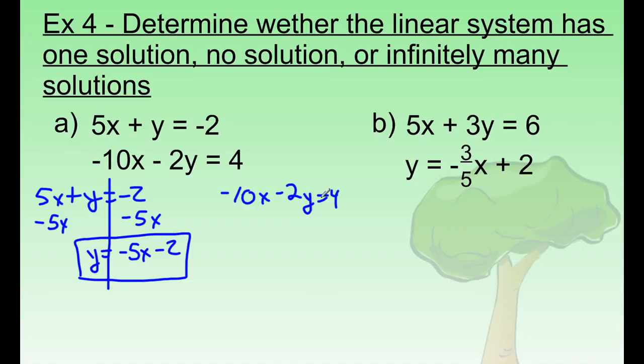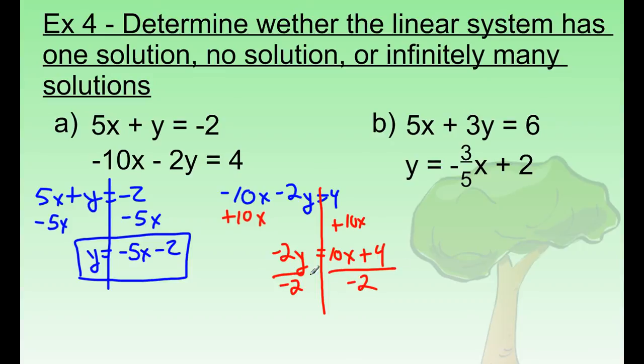Second equation. I'm going to add 10x, so negative 2y equals 10x plus 4. Divide by negative 2, divide by negative 2. These cancel, y equals, 10 divided by negative 2 is negative 5x. 4 divided by negative 2 is negative 2.